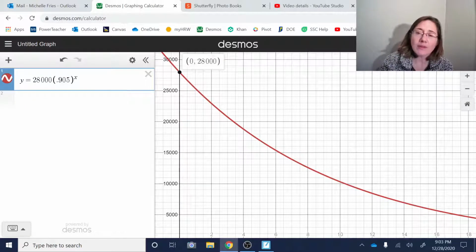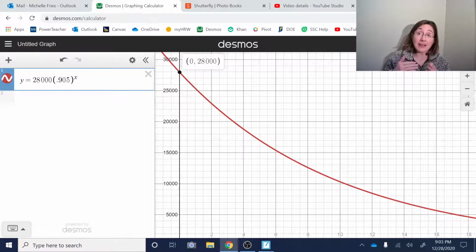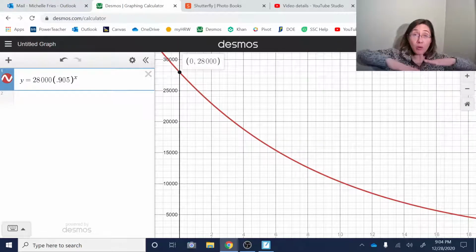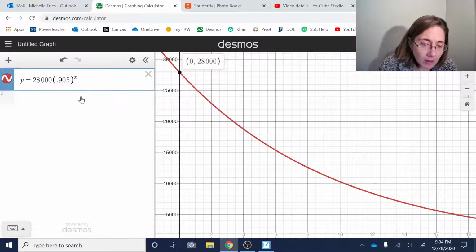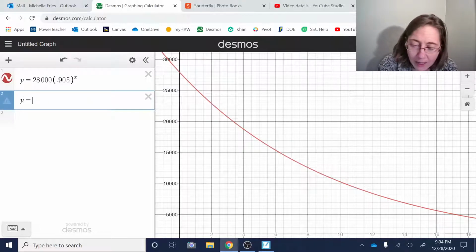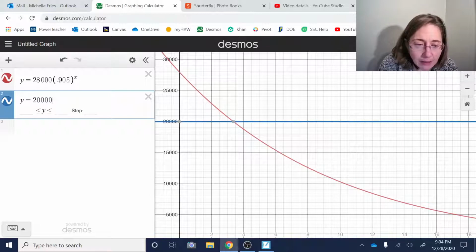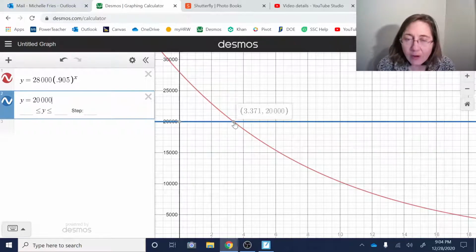Okay, so I have 28,000 up here is how much the car was when we first bought it, brand new. And I was wondering when it was going to be worth $20,000. So would I look for the 20,000 on the x-axis or on the y-axis? Well, your independent variable here is time. So I want to know when the car is going to be worth $20,000. So that 20,000 is going to be a y value. So I'm going to put y equals 20,000 so that I get that gray clickable dot.